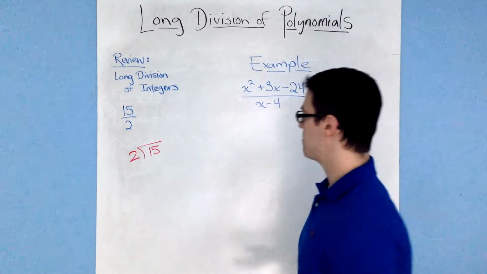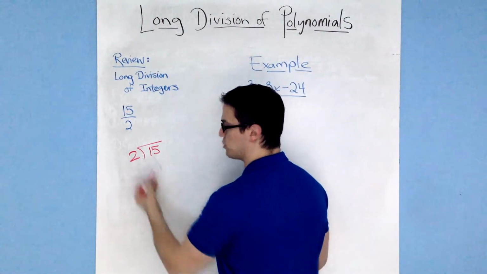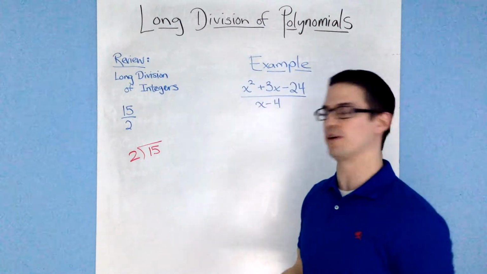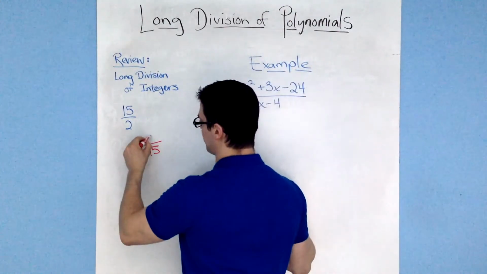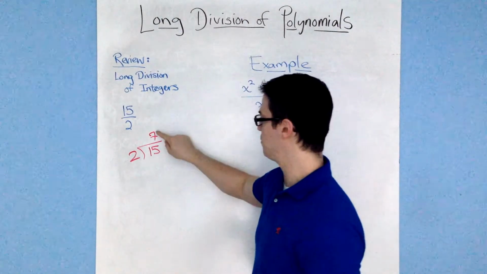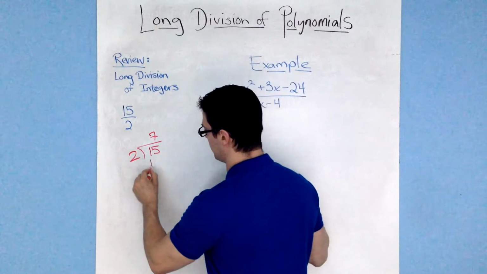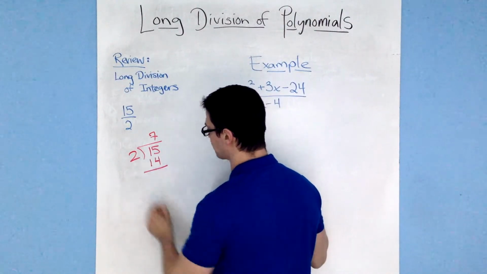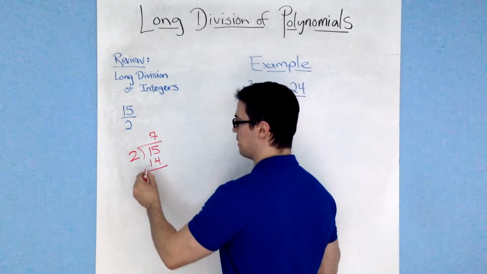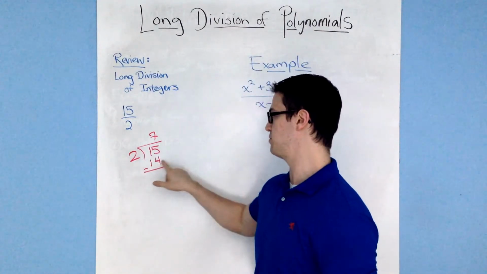Okay, now to solve this using long division, you'd think, how many times can I put 2 into 15 without going over? Hopefully you know that it's 7 times, so I'm going to put a 7 up here. Then with the 7 you do 7 times 2 to get 14, and you put 14 right here.